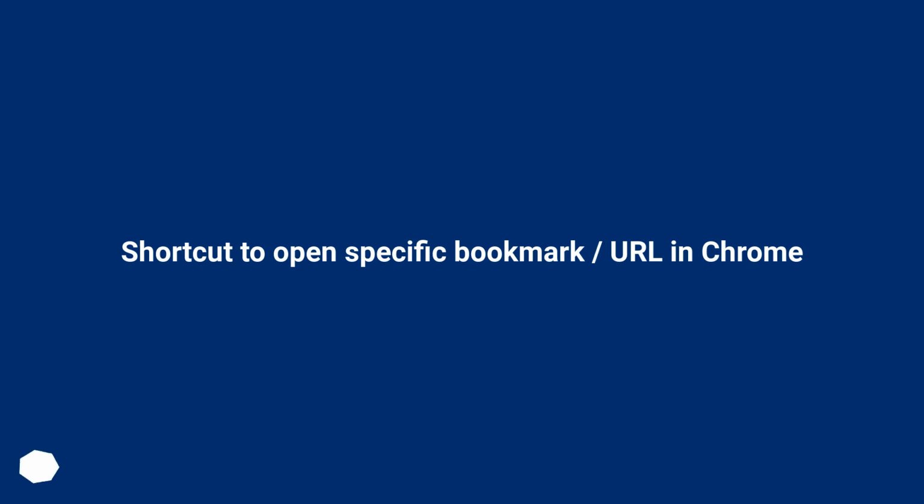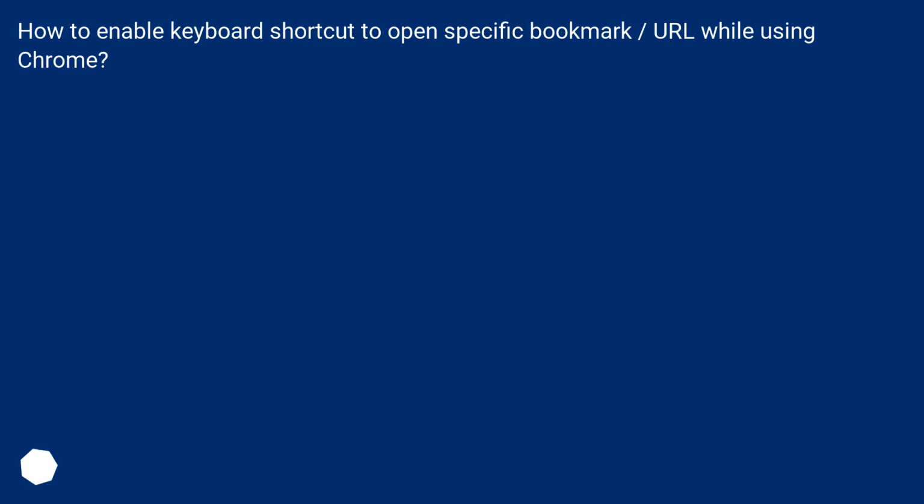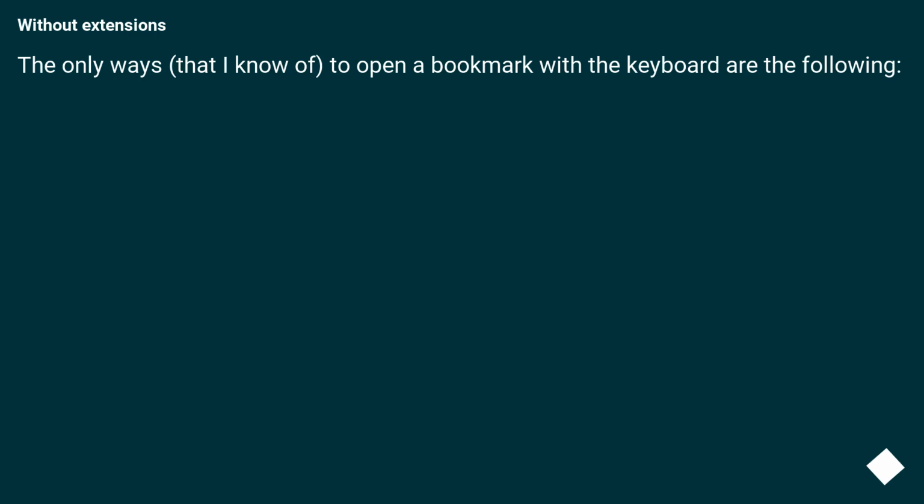Shortcut to open specific bookmark, URL in Chrome. How to enable keyboard shortcut to open specific bookmark, URL while using Chrome? Without extensions. The only ways that I know of to open a bookmark with the keyboard are the following.